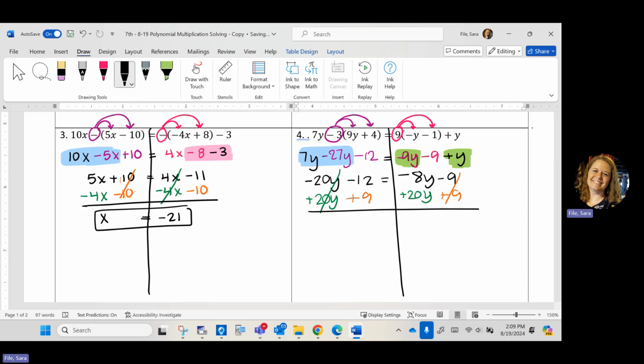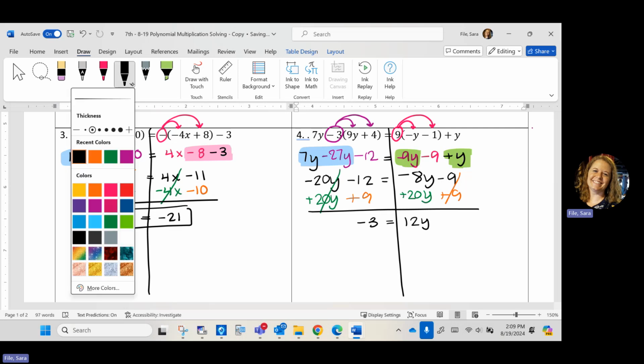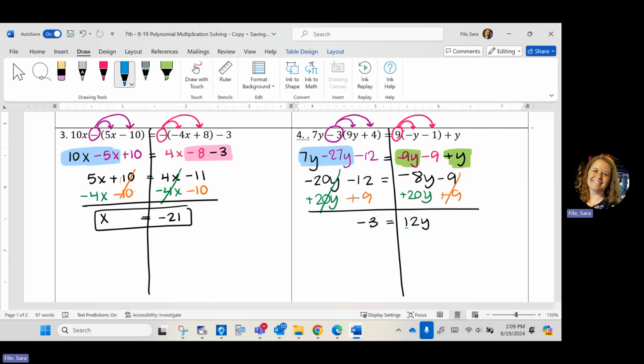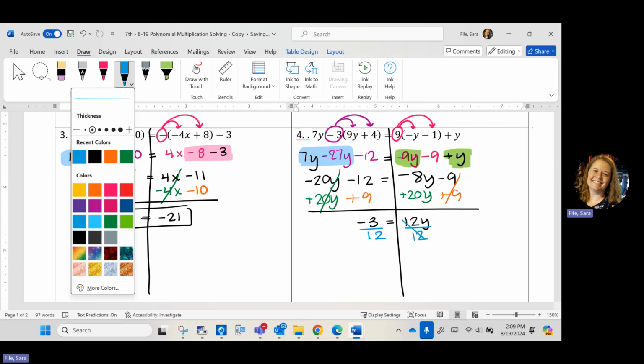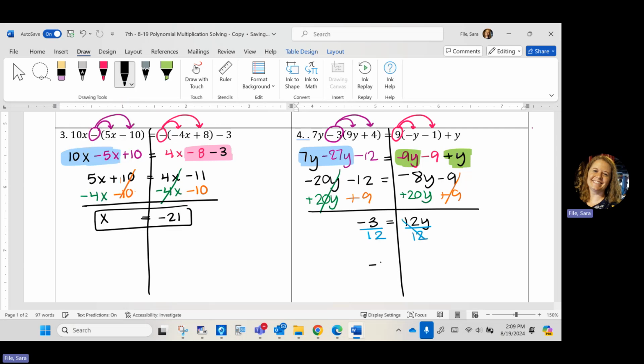So that gives me negative 3 equals 12y. And now I've got a coefficient I need to get rid of. So I'm going to divide it out. Again, I have a fraction. I can reduce my fraction to negative 1/4, or if you prefer a decimal, that's negative 0.25.